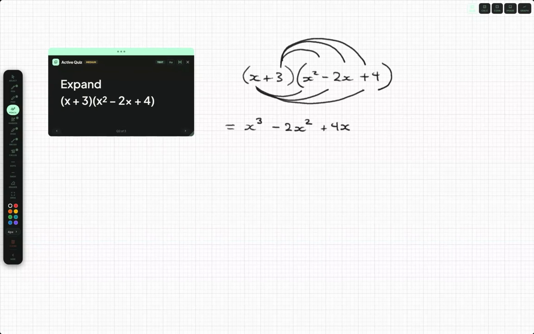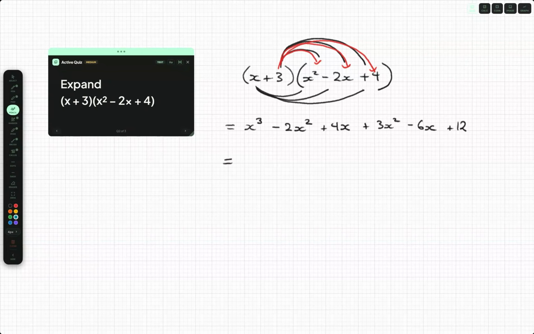Alright, moving on to the next one, we have our 3. So let's do our 3 in red. 3 times x to the power of 2 is just going to be plus 3x to the power of 2. Then 3 times negative 2x. We know it's going to be a negative. 3 times 2 is 6, and then we just add on the x. And our last one, 3 times 4, which is just 12.